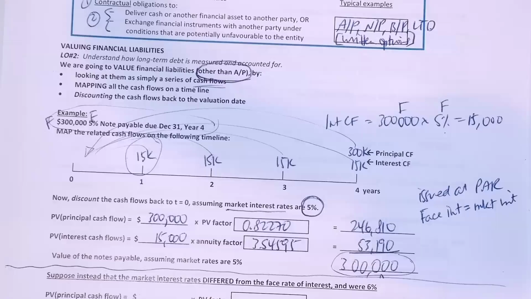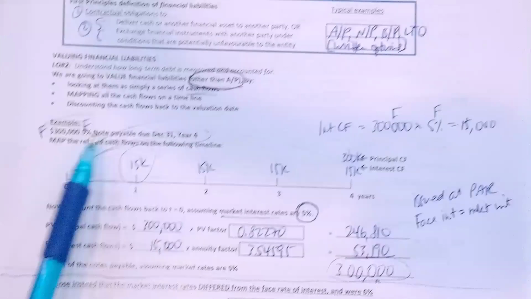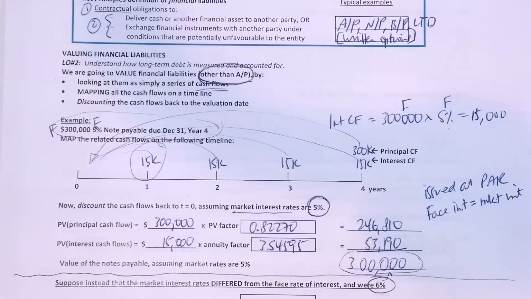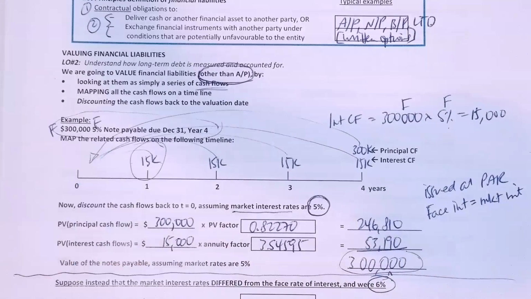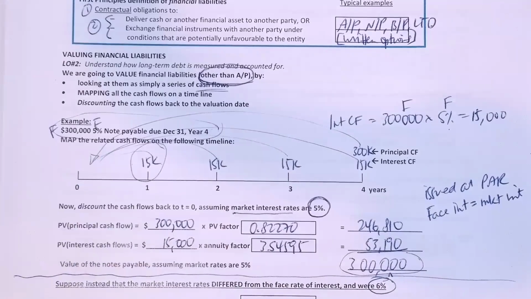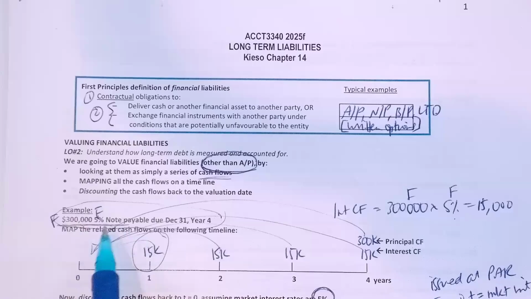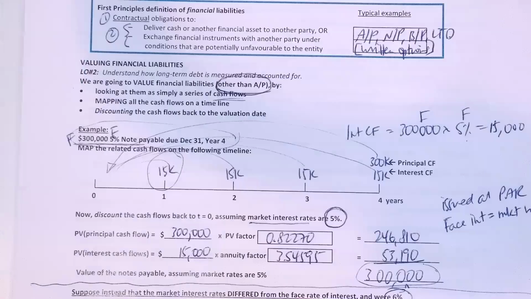So let's take this same bond, same legal name, but the market interest rate is 6%, different from the face, which is 5%. Now, the cash flows don't change. It's still 300 and it's still 15 because those are contractual cash flows, right? That's what's written in the note payable contract. So what we promised to pay does not change. The factor changes because now I'm going to use a factor based on 4 periods, 6%.